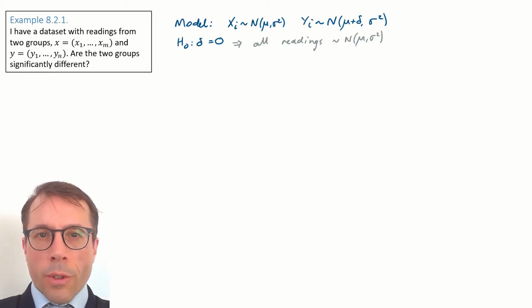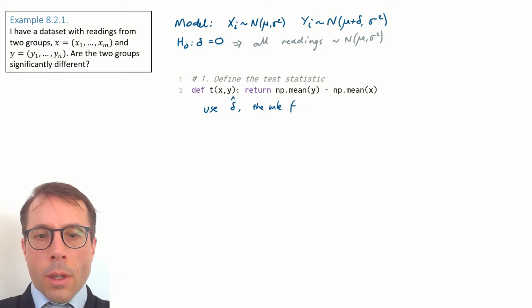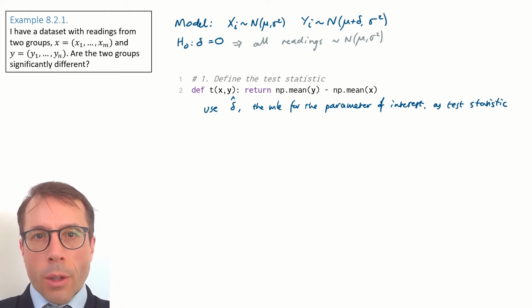Let's just summarize what we've decided so far. We're going to model our data as normally distributed with these parameters here, and H0 will be the hypothesis that delta is equal to 0. First step in Fisher's procedure, decide on a test statistic. We've decided to use delta hat, the maximum likelihood estimator for the parameter of interest, and you've seen enough maximum likelihood calculations by now to be able to just write out a formula for it.